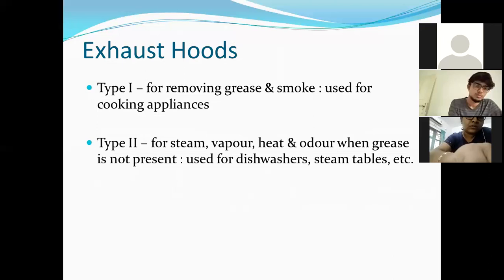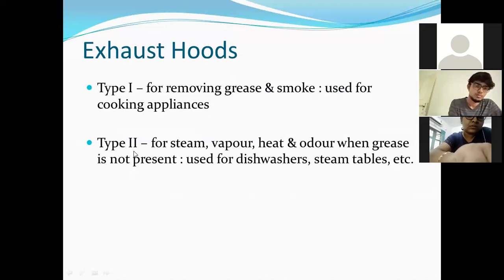There are two types of exhaust hoods. We have already seen two types in the sense of wall mounted and island type. There are other types also, like type 1 for removing grease and smoke, used for cooking appliances. This is the type 1 hood. In this type 1, the wall mounted and island types will also be coming. So type 1 is for removing grease and smoke. This is the application, used for cooking appliances. This comes under type 1.